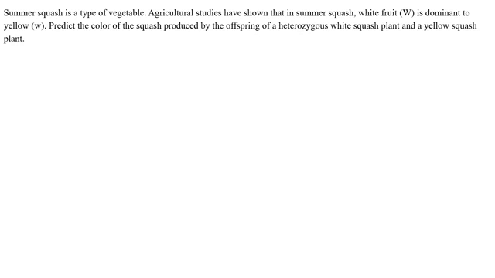It says, summer squash is a type of vegetable. Agricultural studies have shown that in summer squash, the white fruit is dominant to the yellow fruit. Predict the color of the squash produced by the offspring of a heterozygous white squash plant and a yellow squash plant. All right, so what I always do is here, you're given the letters for the alleles.